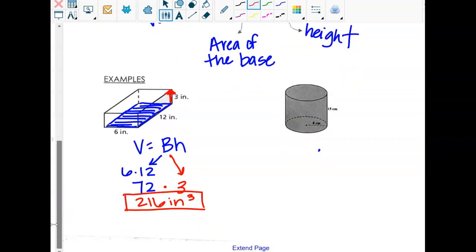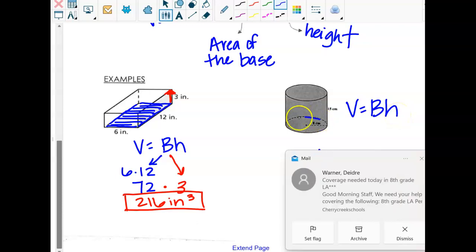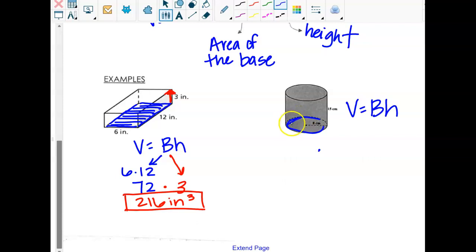Okay, let's do the cylinder as well. So same formula. Volume equals area of the base times the height. This time the base is a circle, so we would need to find the area of that circle. So to find area of a circle, we do the formula for area of a circle, which is pi times radius squared. So you remember pi is 3.14.